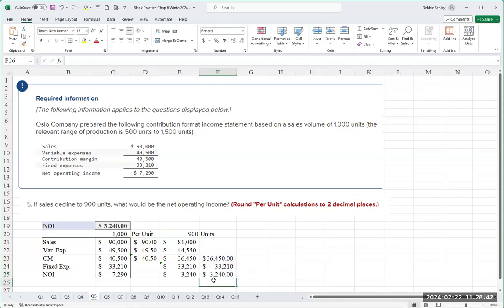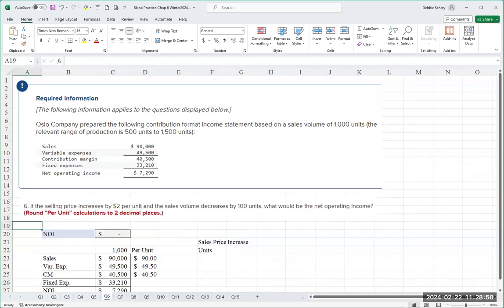Same number. So there's more than one way to get to this answer. Do whichever way makes the most sense to you. Okay.